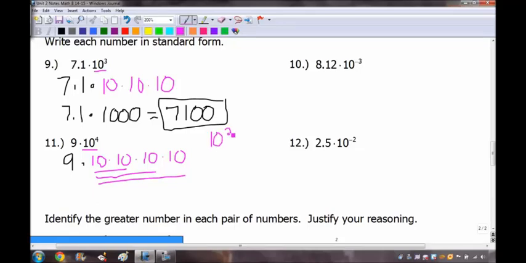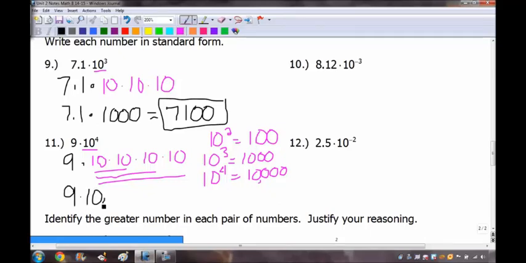This should make sense too. 10 squared is 100, 10 cubed is 1,000. You just keep adding zeros on when you're multiplying it out. So this is 10,000, and you end up getting 9 times 10,000, which means you've got 9 sets of 10,000, so your answer is 90,000. There's a shortcut for this, but I don't want to talk about it quite yet. You will learn it, but we're not going to talk about it quite yet.